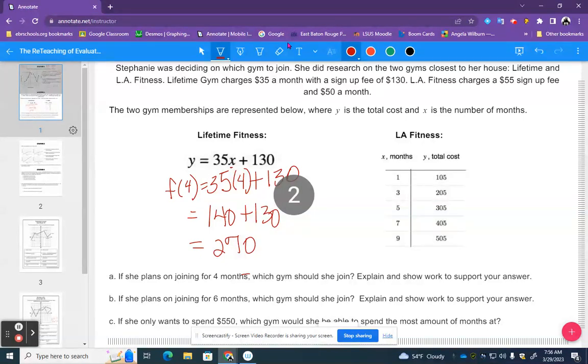LA Fitness, there's no 4 on here. It goes from 3 to 5. So it's in between here. So what does it look like? Every 2 months it's going up what? $100. So each month it would go up what? If it's going up 100 in every 2 months, it goes up 50 in 1 month.